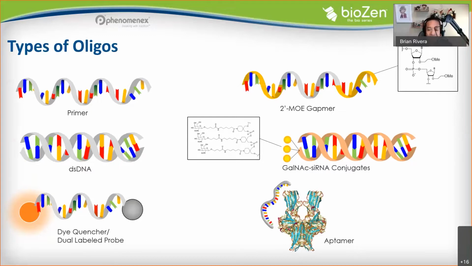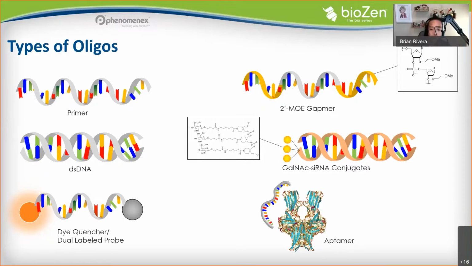Oligos can be either single-stranded, double-stranded. In the world of molecular biology, in the diagnostic world, dual label probes, these are common, especially in the world of COVID-19 with qPCR and such. But of course, today, the focus will be on the therapeutic platforms.